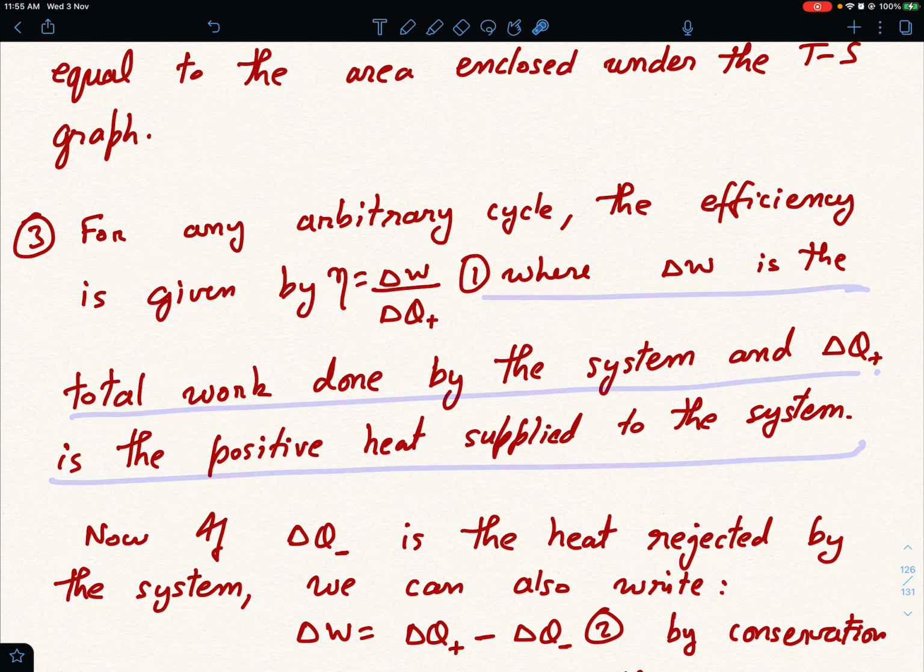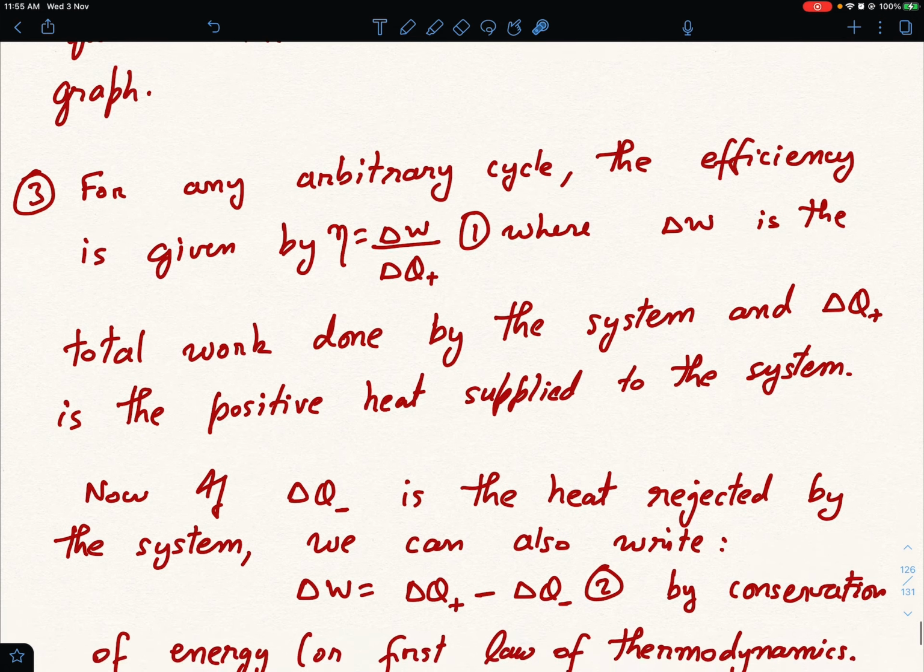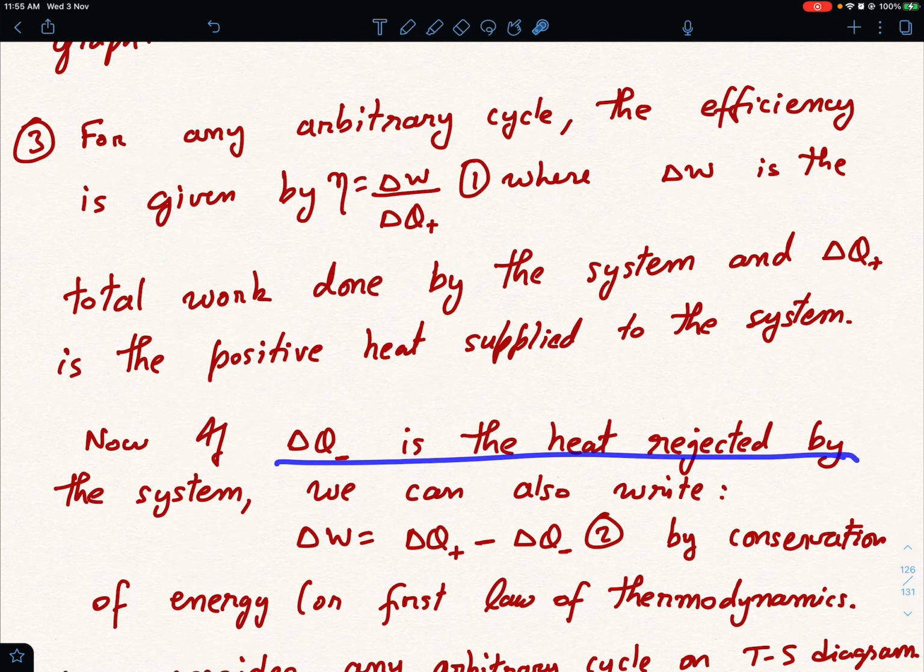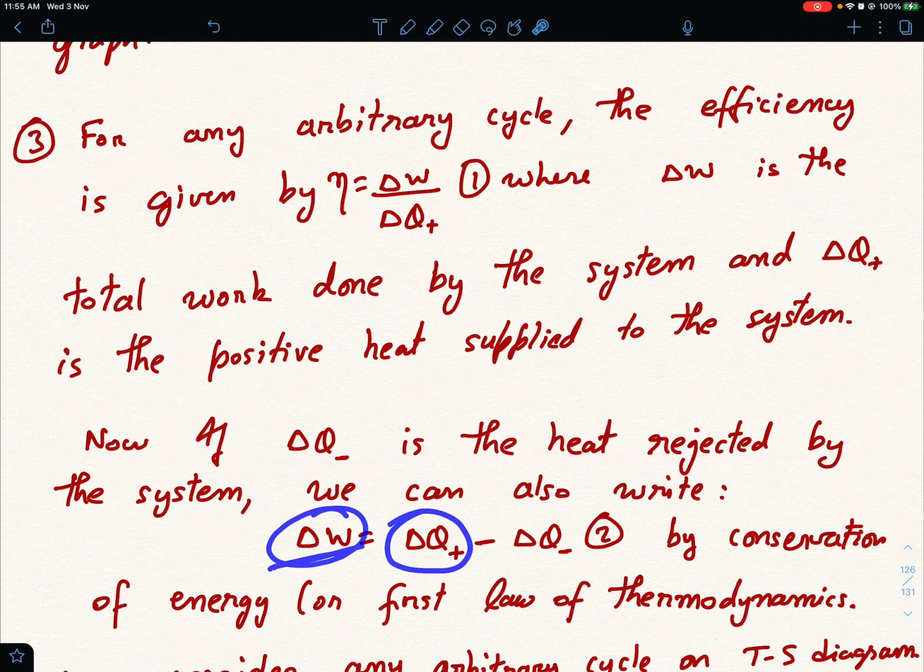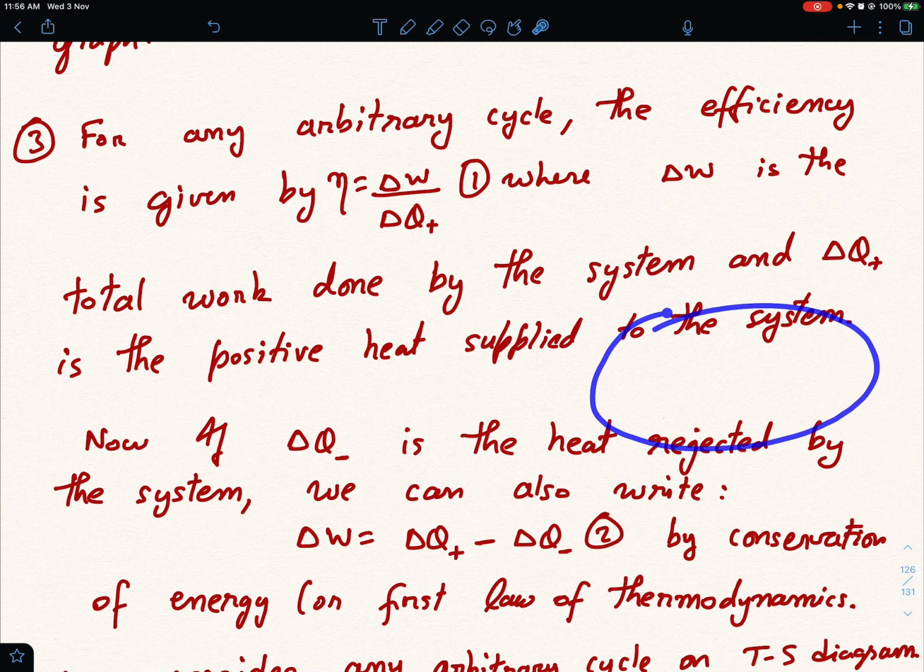Where delta W is the total work done by the system and delta Q plus is the positive heat supplied to the system. And now if delta Q minus is the heat rejected by the system in the cycle, then we can also write that the work done by the system should be equal to the positive heat supplied minus the heat rejected by the system, right? Delta Q minus is the magnitude of heat rejected by the system.